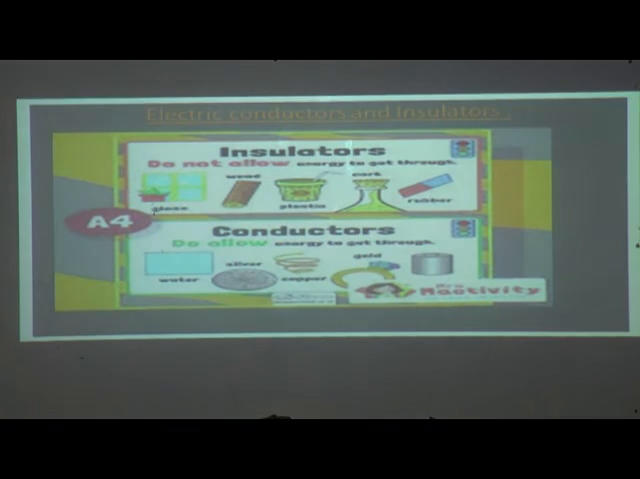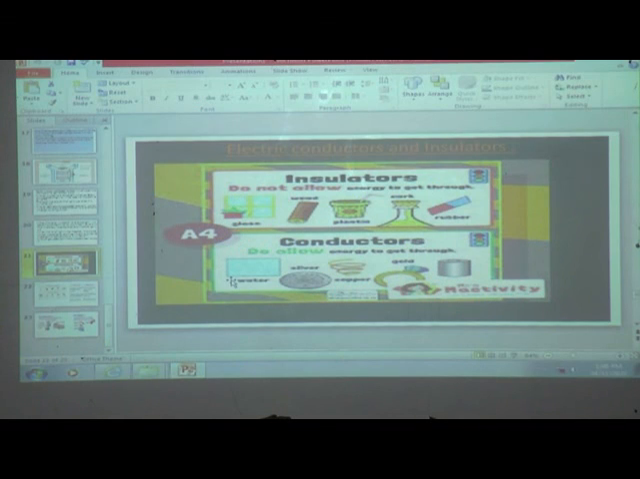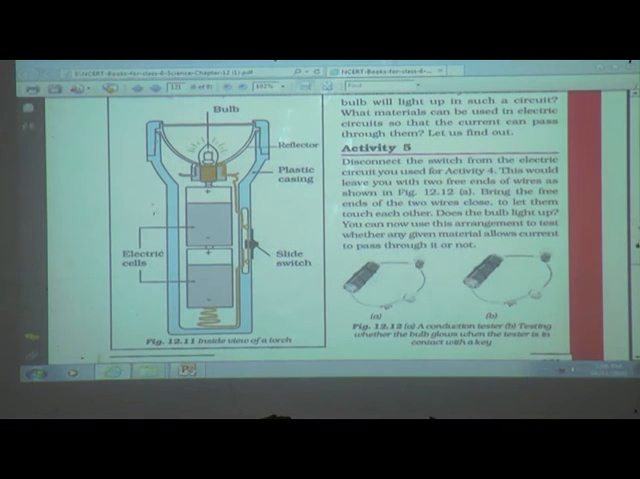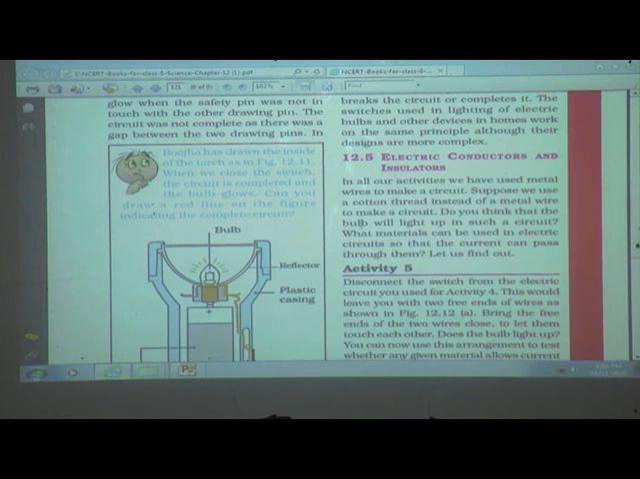Okay, now next point. See in the textbook page number 121, electric conductors and insulators. See, in all our activities we have used metal wires to make a circuit, isn't it? Suppose we use a cotton thread instead of a metal wire to make a circuit. Do you think that the bulb will light up in such a circuit?